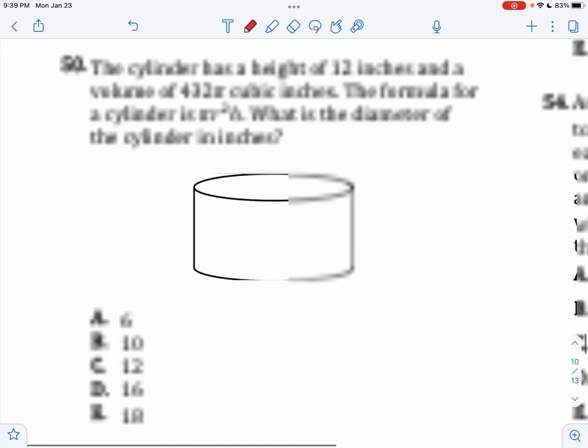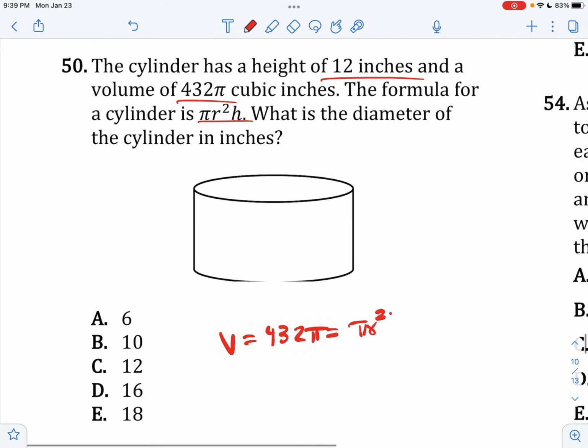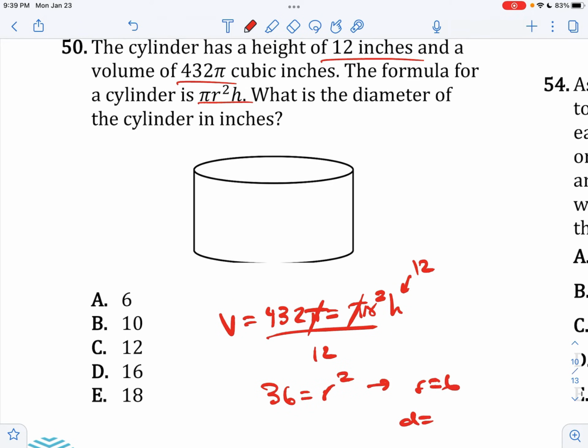The cylinder has a height of this and a volume of this. The formula for cylinder volume is this. What is the diameter? So volume is equal to 432 pi, which is equal to pi r squared times height. And we know that the height is 12, so I can calculate the radius. So divide both sides by pi and then divide by 12. So 432 divided by 12, 36 is equal to r squared. Obviously r is equal to 6. Diameter is equal to 12.